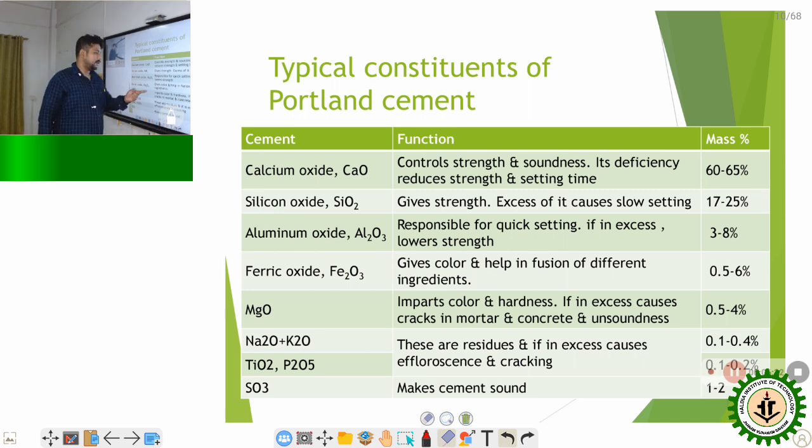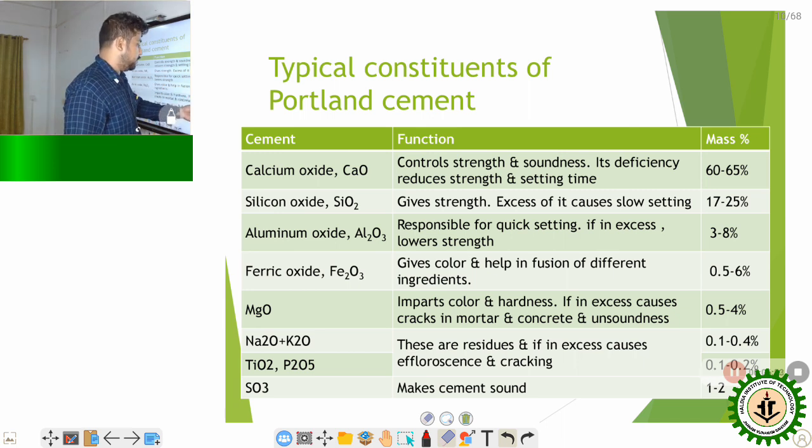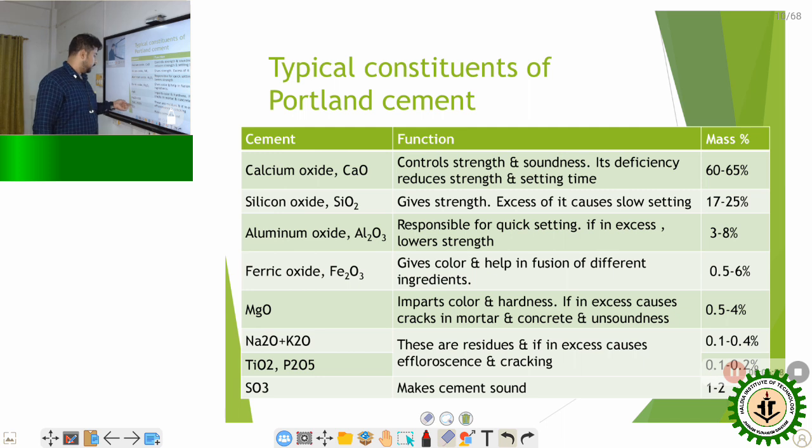MgO imparts color and hardness, and if in excess, causes cracks in mortar and concrete and unsoundness, 0.5 to 4%. Na2O, K2O, TiO2, P2O5 are residues which, if in excess, cause fluorescent cracking, 0.1 to 4%, 0.4%, 0.1 to 0.2% respectively. And SO3 makes cement sound, that is 1 to 2%.